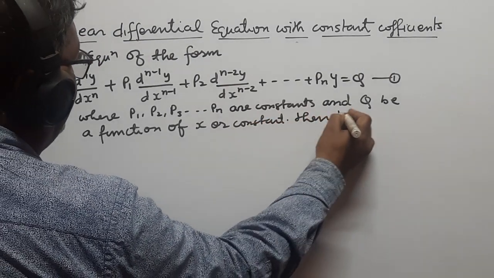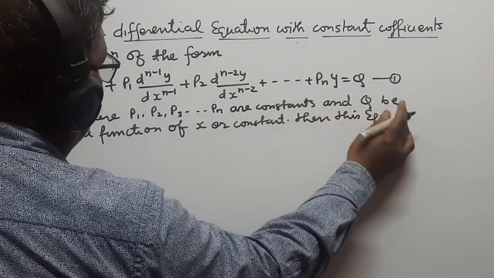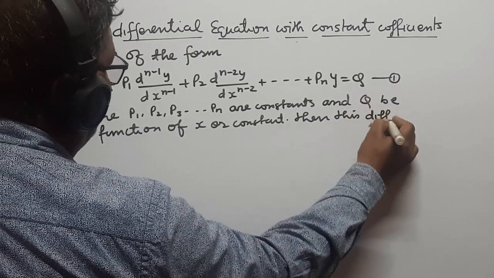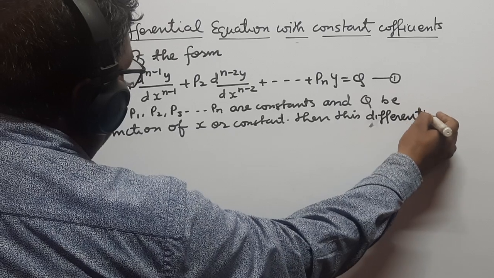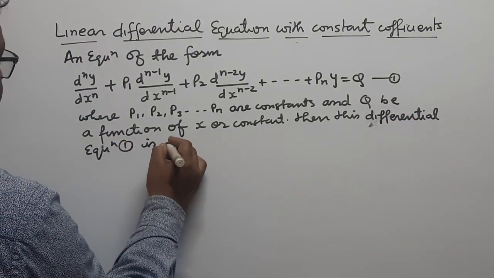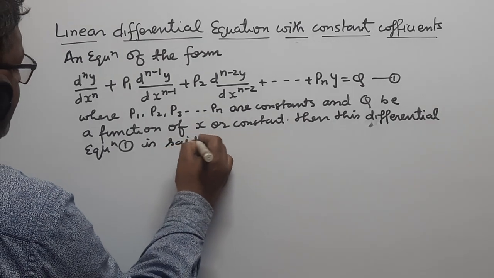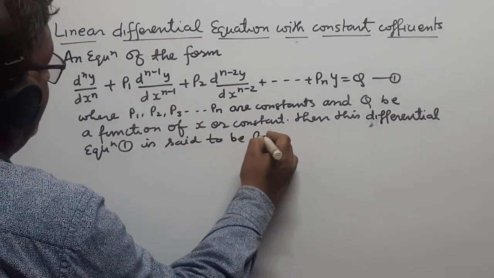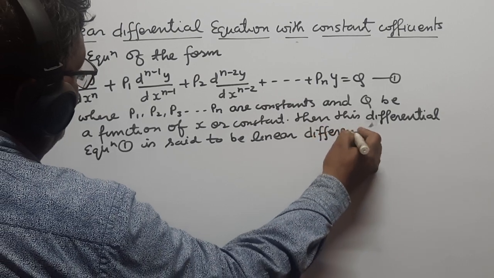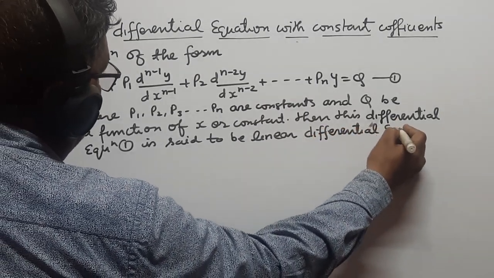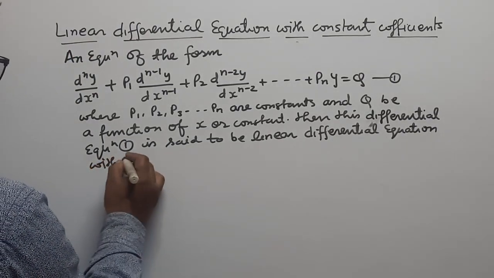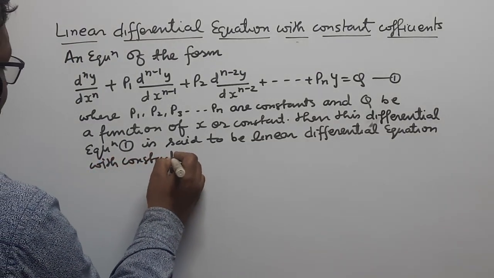then this differential equation 1 is said to be a linear differential equation with constant coefficients.